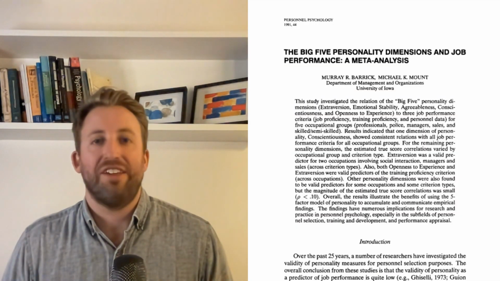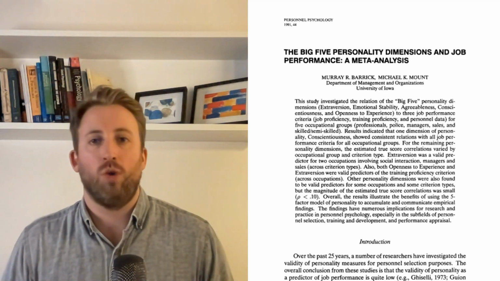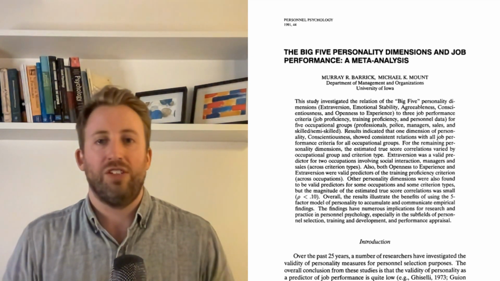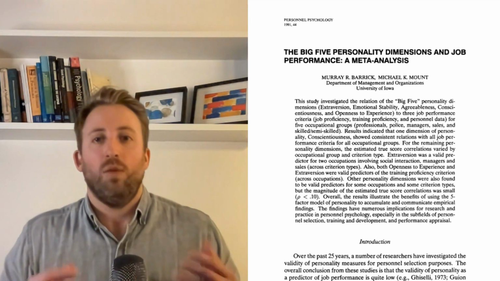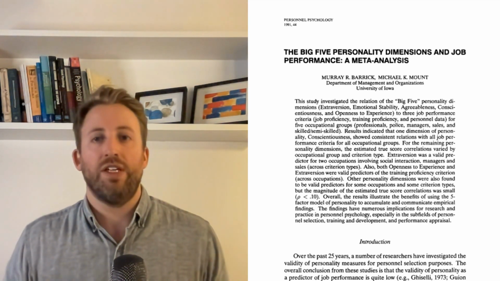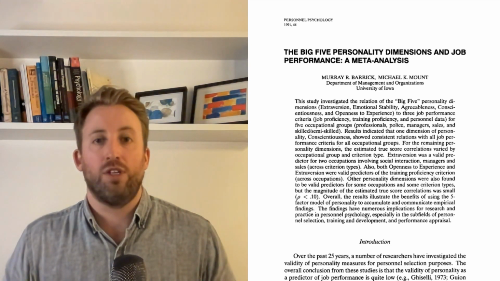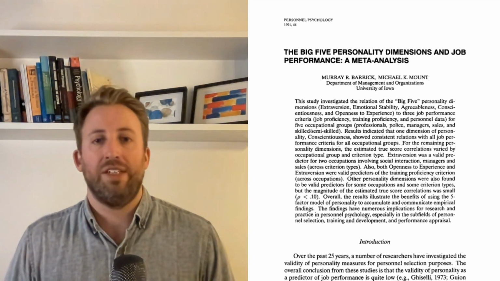One influential classic meta-analysis that stands out is by Barrick and Mount in 1991. And you might note that a lot of the key research in the field of personality is quite old. And that's because the field is a century old. We've already uncovered a lot of what there is to know about personality, so the core knowledge has been in place for a long time, with only minor updates and adjustments happening more recently.